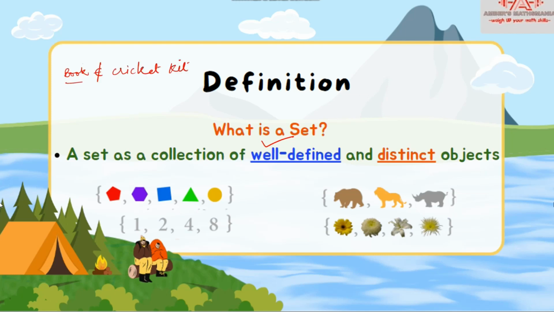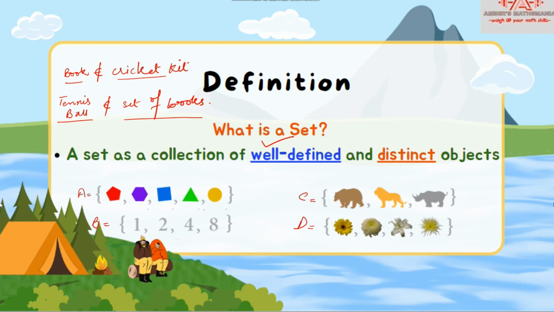For example, a book does not belong to a cricket kit. A tennis ball does not belong to a set of books. Here, digits do not belong to a set of shapes. For example, A is a set of shapes, so digits do not belong to it, and B is a set of digits. So any animal or flower does not belong to the set of digits, and C is a set of animals. Any flower does not belong to set C, and D is a set of flowers. So any animal, digit, or shape does not belong to set D.